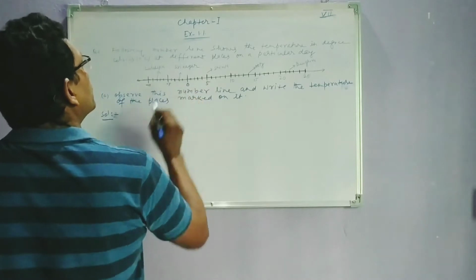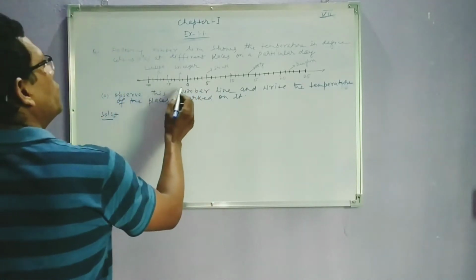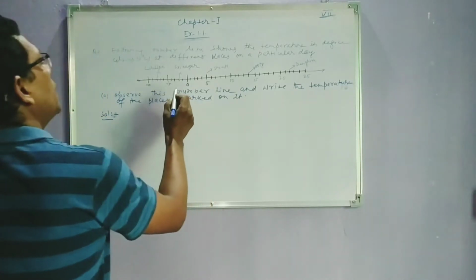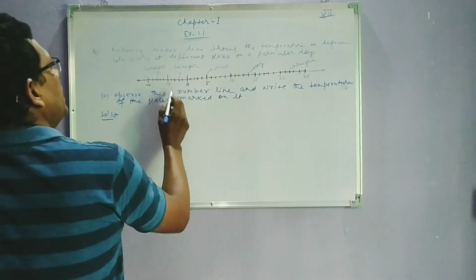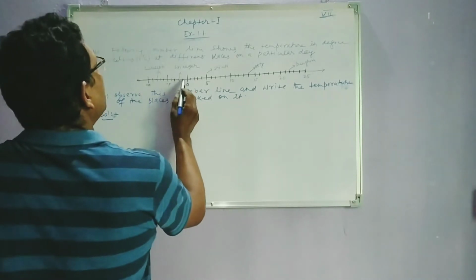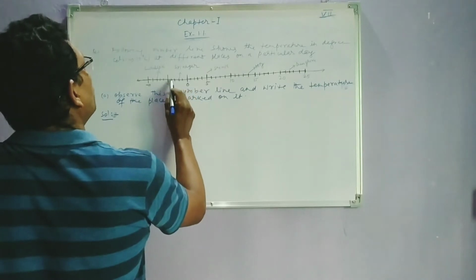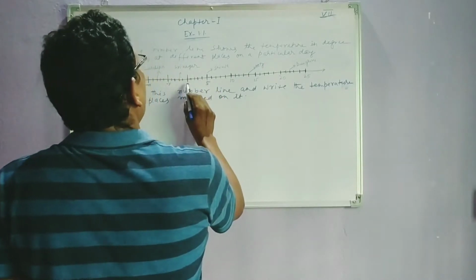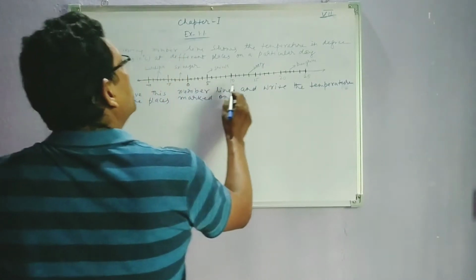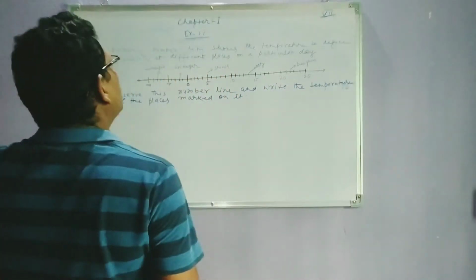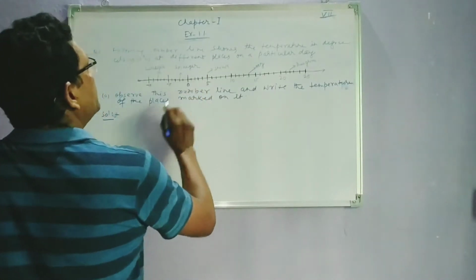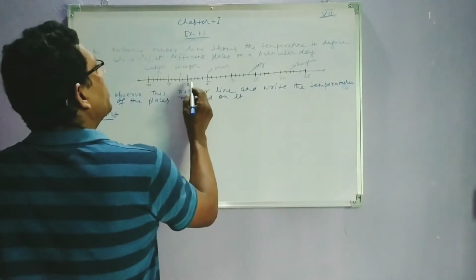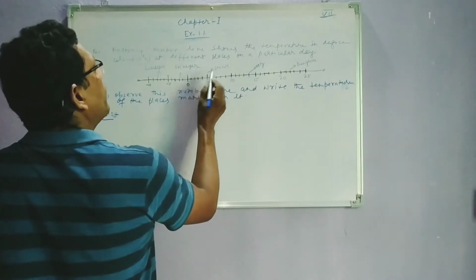0, and to the left of 0 we write negative numbers -5, -10, and the distance between 0 and -5 has been divided into 5 equal parts: 1, 2, 3, 4, 5. Similarly, to the right of 0 we write positive numbers: 5, 10, 15, 20, 25. Here also the distance between 0 and 5 has been divided into 5 equal parts: 1, 2, 3, 4, 5.